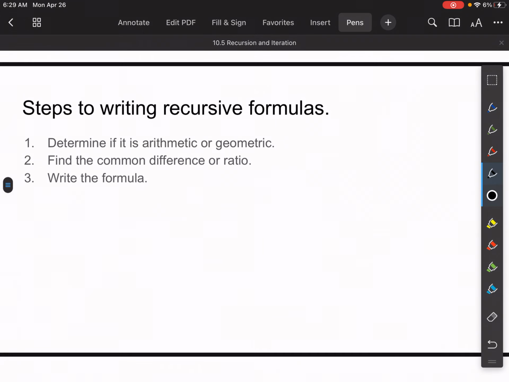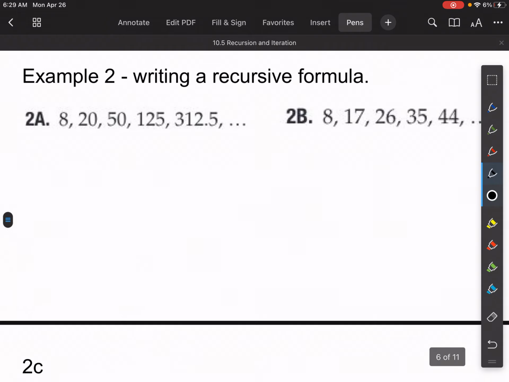Now, we need to get a couple things in our notes here about writing recursive formulas. First of all, we need to determine if the pattern is arithmetic or geometric. Then we find either the common difference or the common ratio, and then we write our formula. Okay, we already went over what the formulas were, so let's try one out here.